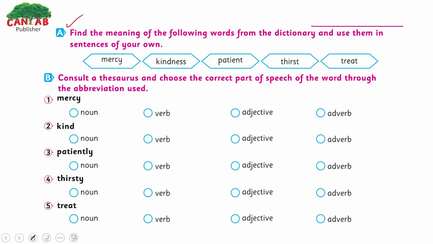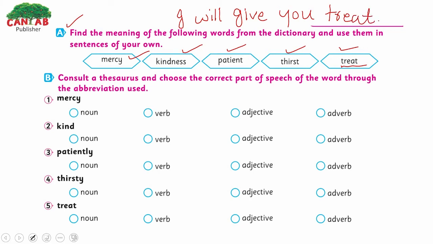What you need to do, you have to open the dictionary and find English to English meaning of these 5 words here and use them in meaningful sentences. How? Let me do the one for you. Let's suppose I am making a sentence of treat. Here, I will give you treat. Yes, you need to do just like that.